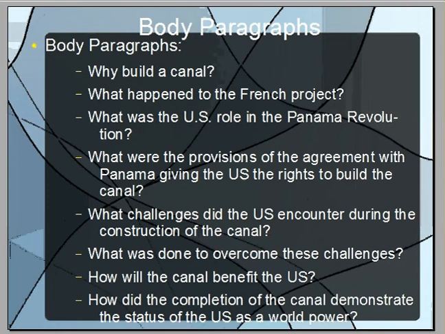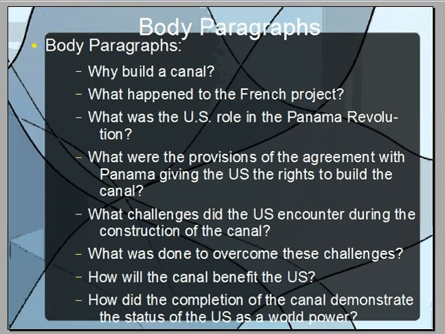And then also I think it's important to discuss why the U.S. got involved in the Panama Revolution and how that helped U.S. interests in building the Panama Canal. The provisions of the agreement with Panama giving the U.S. rights to build the canal. Here you might encounter a little bit of legal jargon, but go ahead and try to figure it out. If you have questions, I can help interpret for you. But what were the stipulations? What did the Panamanians want from us in order to allow us to build this canal?